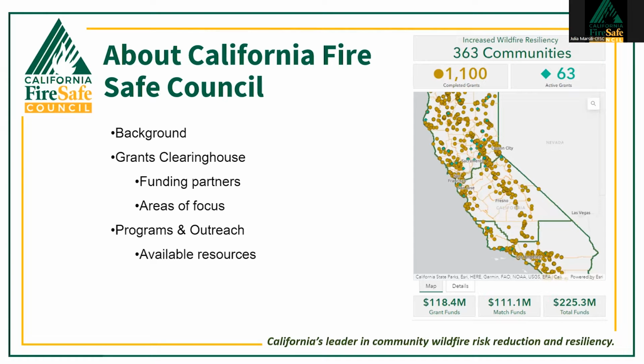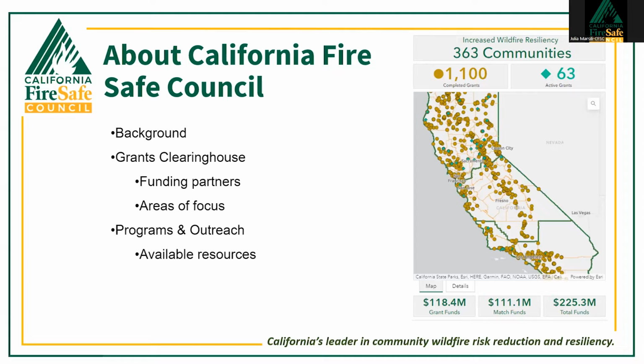CFSC essentially has two components or departments, if you will. The first being the Grants Clearinghouse, and the second being programs and outreach. The Grants Clearinghouse partners with federal, state, and private funding agencies to provide funding opportunities to fire safe councils, Firewise communities, RCDs, cities, counties, tribes, and other wildfire mitigation practitioners who are working to address issues around catastrophic wildfire in California.